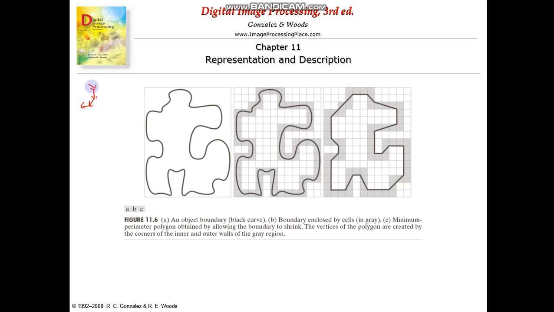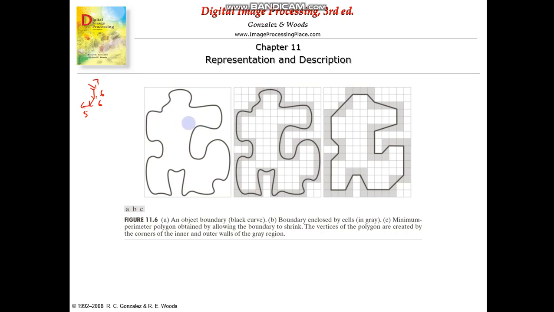Each line segment, depending upon the shape, has a number: 7, 6, 6, 5, etc. But here we have a shape whose boundary is a curve-like pattern. So how do we represent and describe such a shape? This is our problem for today.